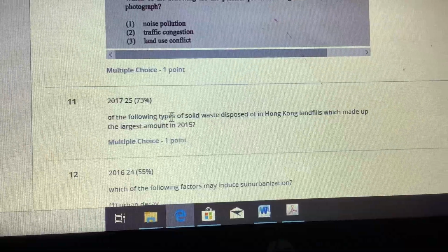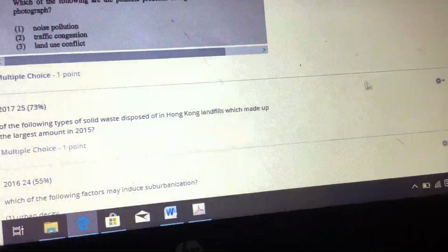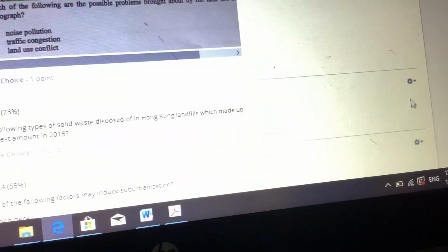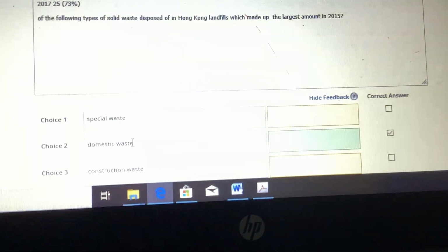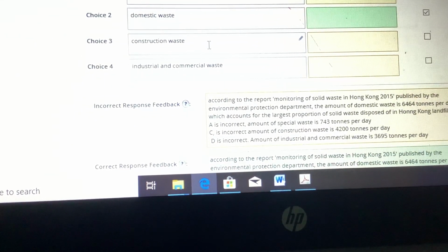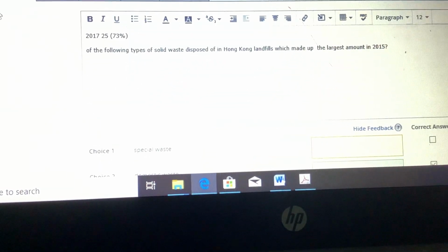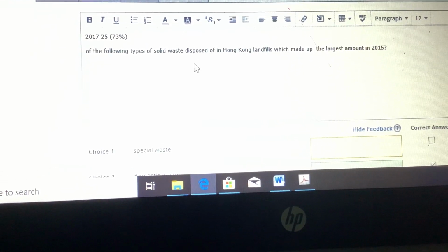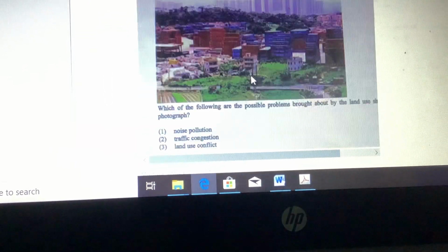Question 11. Which of the following types of solid waste disposed of in Hong Kong made up the largest amount in 2015? Let's go through the choices. Special waste, domestic waste, bear in mind. Construction waste is not as much as domestic, because mostly we have domestic waste. Everybody needs to throw a bag of rubbish per day, right? At least a family does. So next one.